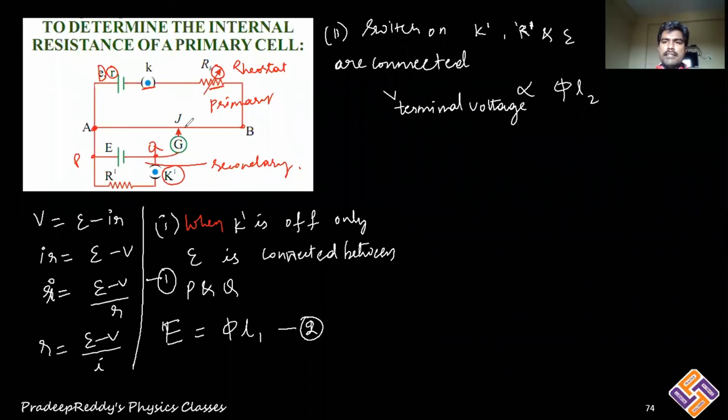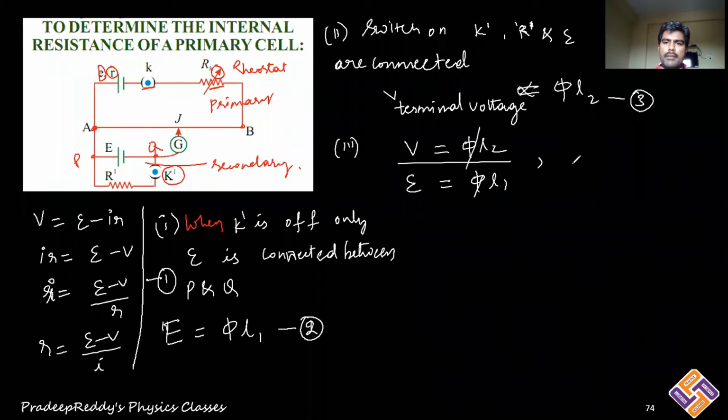As a result, the balancing length would undergo change. That balancing length I am considering as L2. Okay, let me take this as equation number 3. Now just take ratio of equation 3 and equation 2. So we can simply write it as V by E is equal to pi L2 divided by pi L1. Pi and pi get cancelled. From here V by E is equal to L2 divided by L1. Take this as equation number 4.